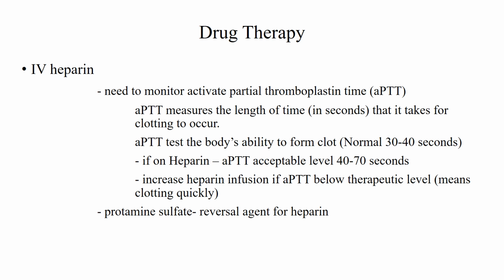So if the APTT is below the therapeutic level, meaning it's less than 40, we should increase the heparin infusion. This means that the blood is clotting too quickly, so heparin is adjusted. We mentioned this before, protamine sulfate is the reversal agent for heparin.